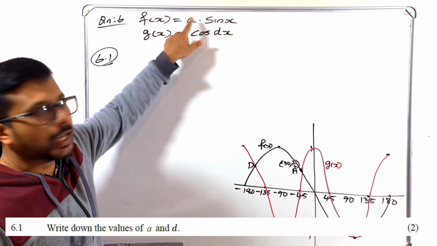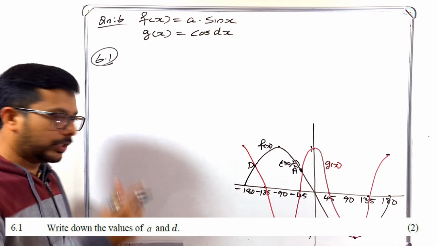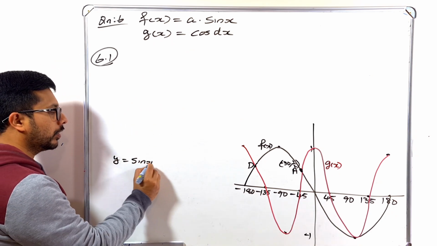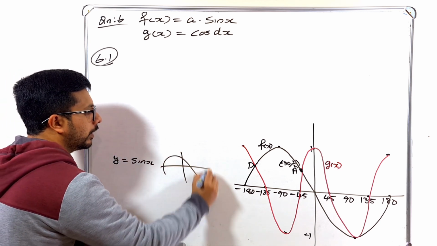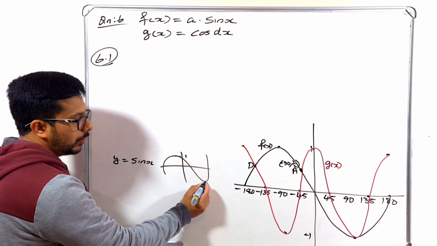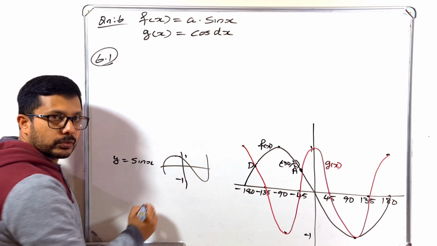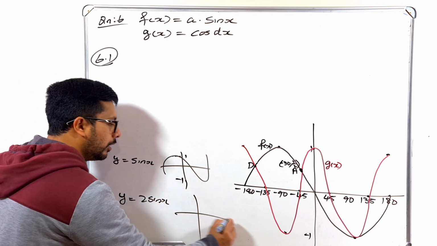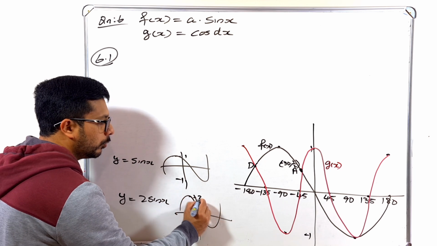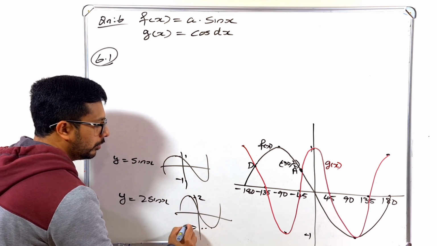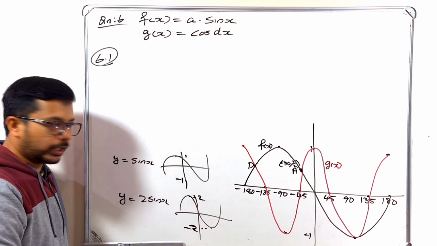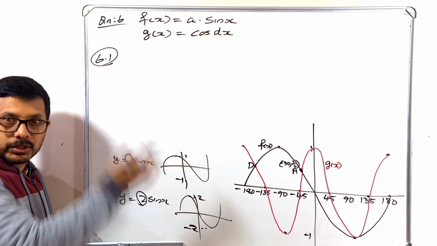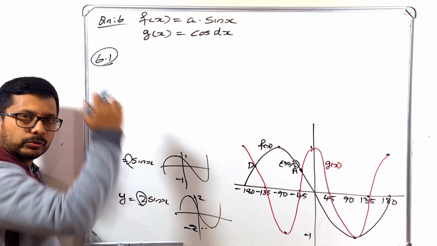What is this? A determines the height of the graph. For example, let me quickly explain. For y is equal to sin x, if you draw that graph, the maximum height is 1 and the minimum height is minus 1. If you draw y is equal to 2 sin x, then the maximum height is going to be positive 2 and the minimum height is going to be minus 2. So this value represents the range, from which value to which value.